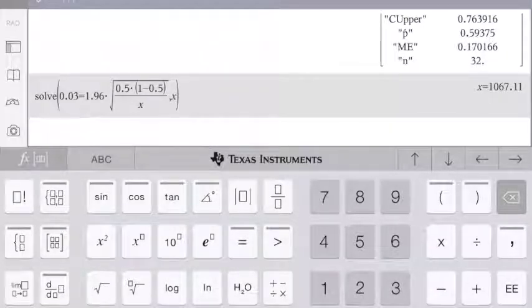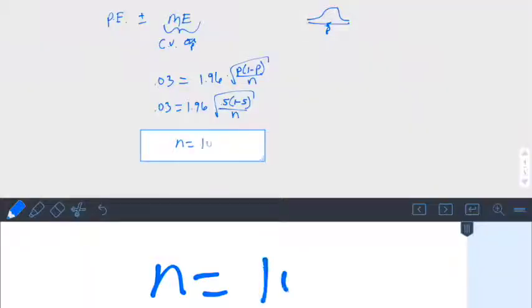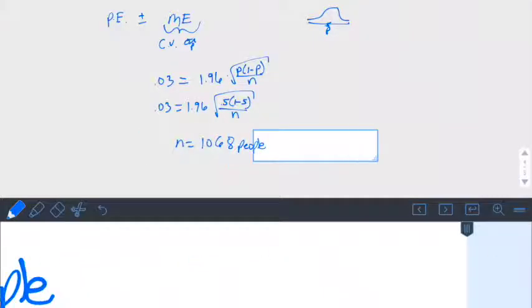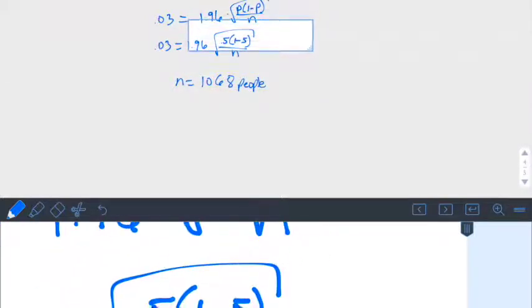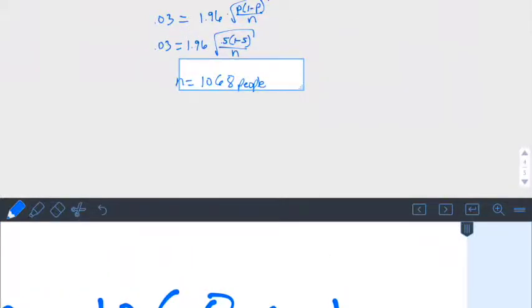1,067.11 people. Now, if again we're being conservative, we would round it up to 1,068. So that's the ultra conservative estimate. We were conservative about our p, and we rounded up for an extra person.